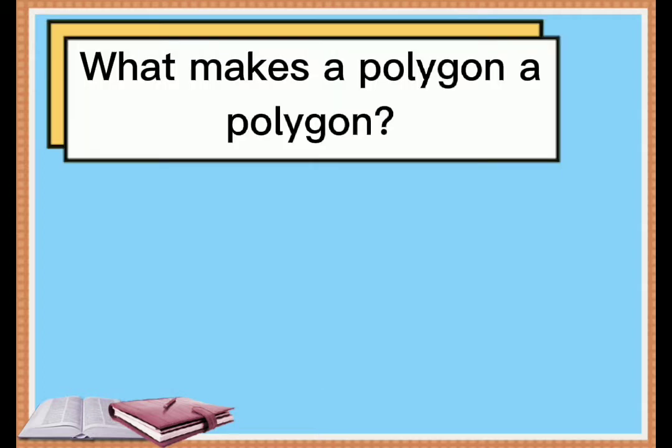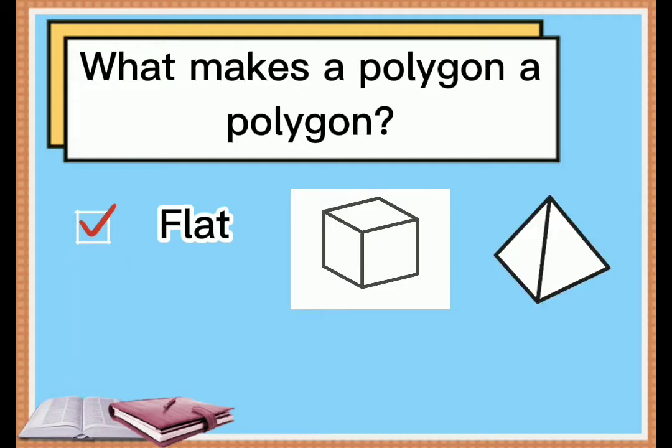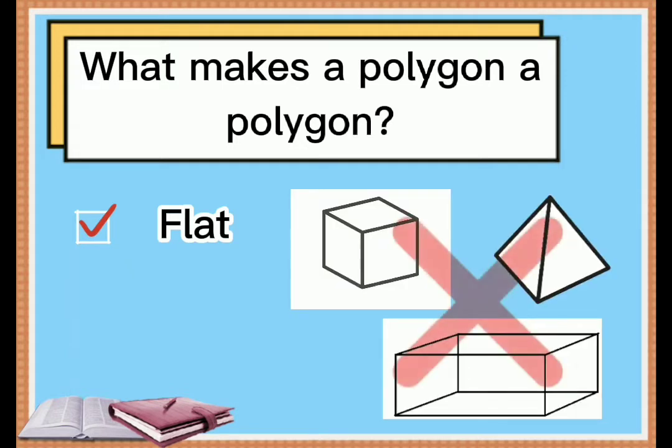So the first characteristic in our checklist is a plane figure or plane shape. That just means the figure or shape has to be flat. So if it is three-dimensional like a cube, a pyramid, a rectangular prism, those are not polygons. So again, it has to be flat.